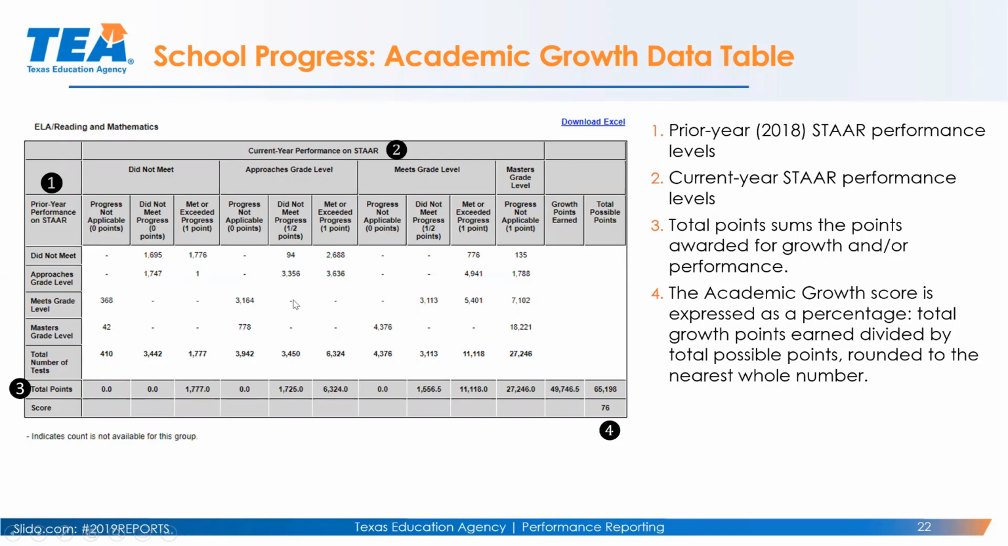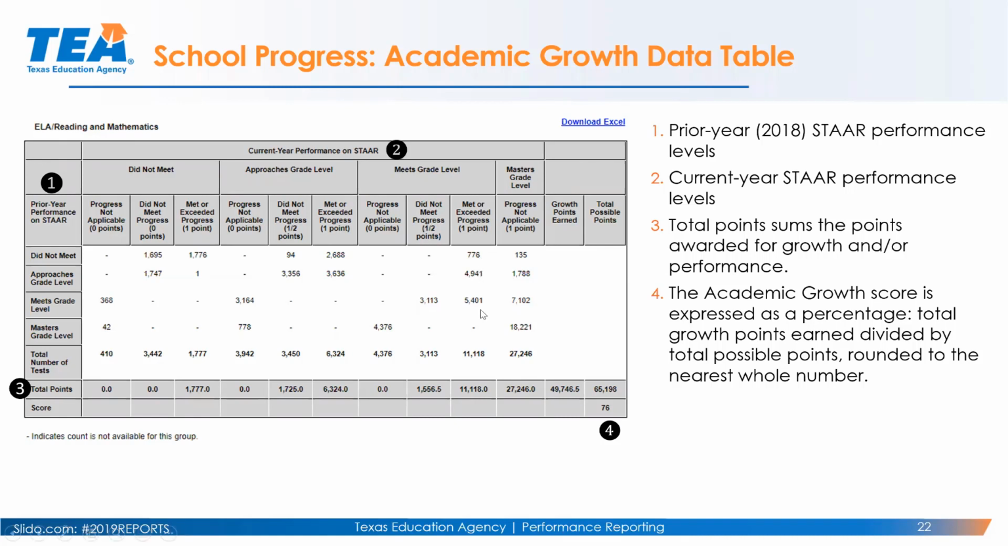Additionally, let's look at a scenario that did have points. Let's say for last year I had approaches grade level, and this year I had students that went to meets grade level, a higher level of performance. So for those students, they went from approaches last year to meets this year, and they met or exceeded their progress measure. In this example, I have 4,941 tests that met that scenario.